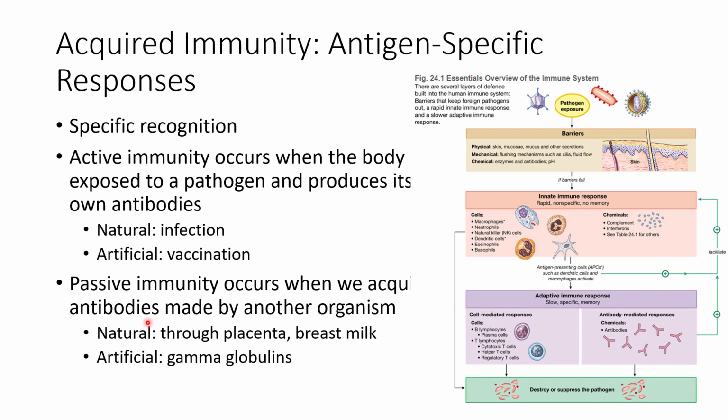So we start first with a passive immunity that occurs when we acquire the antibodies made by another organism. This everybody went through at some stage in their life. If you were being breastfed, you got passive immunity from your mother. When you were a baby in the womb, you got passive immunity through the placenta. The antibodies of your mother was shared with the baby. We can also have what we call artificial passive immunity, where we can take gamma globulins from one person and give it to another person.